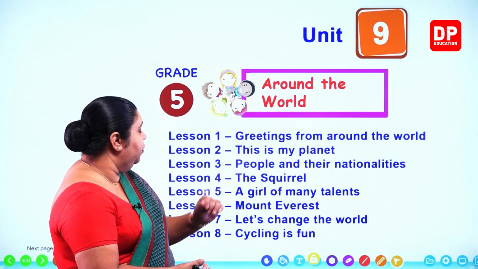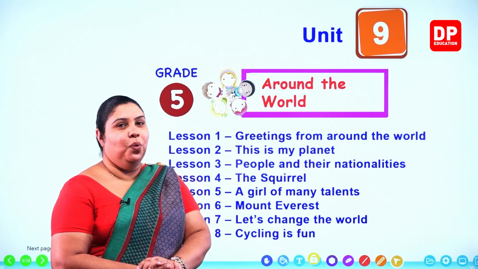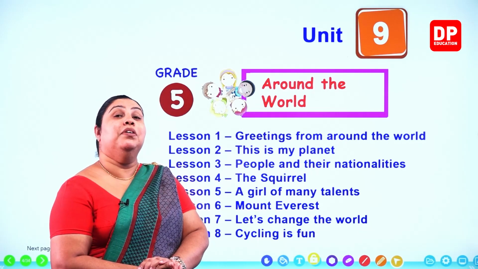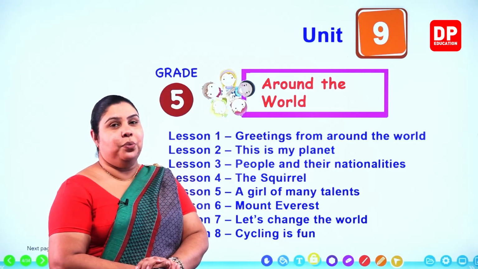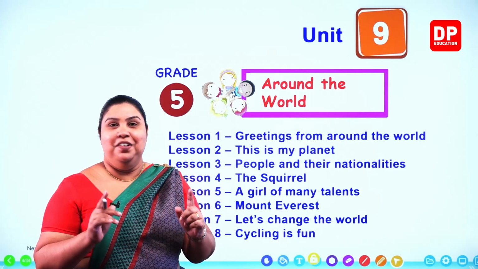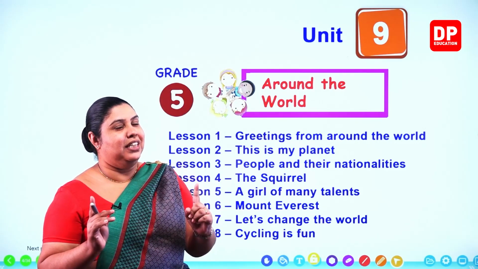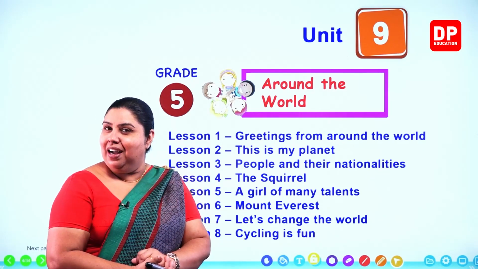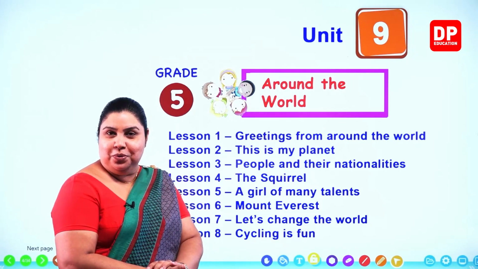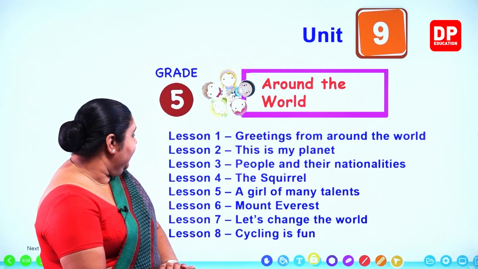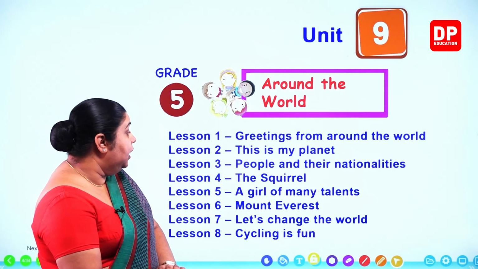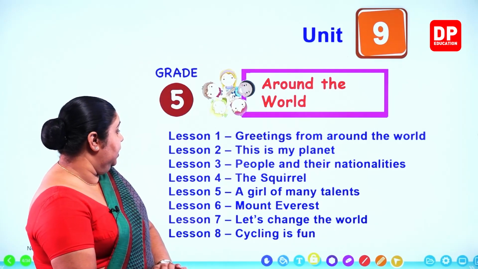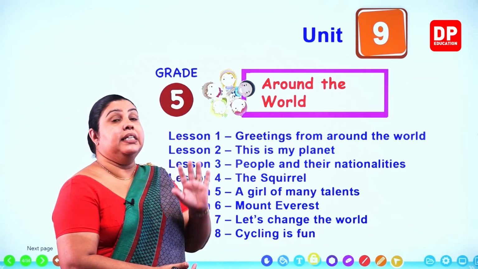Then lesson number 4, the squirrel. Oh, we are going to have a beautiful squirrel in our lesson number 4. We are going to talk about a squirrel. And especially, we are going to do something interesting in our lesson number 4. We are going to make a beautiful bookmark. Let's see how we are going to do it. You have to stay with me. Then lesson number 5, a girl of many talents. We are going to talk about a girl of many talents in our lesson number 5.